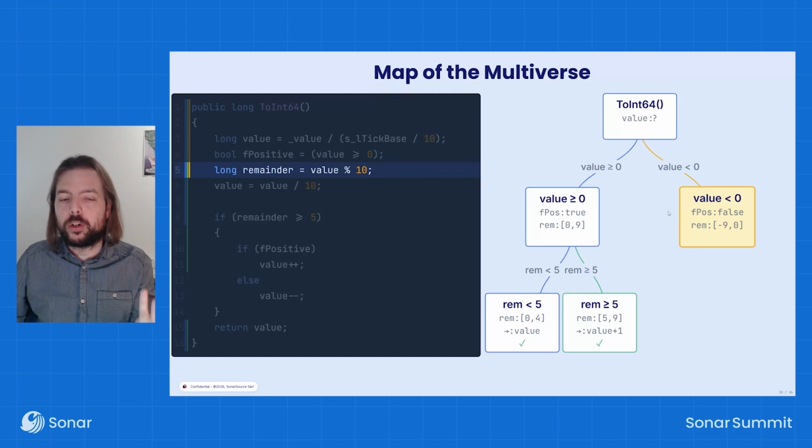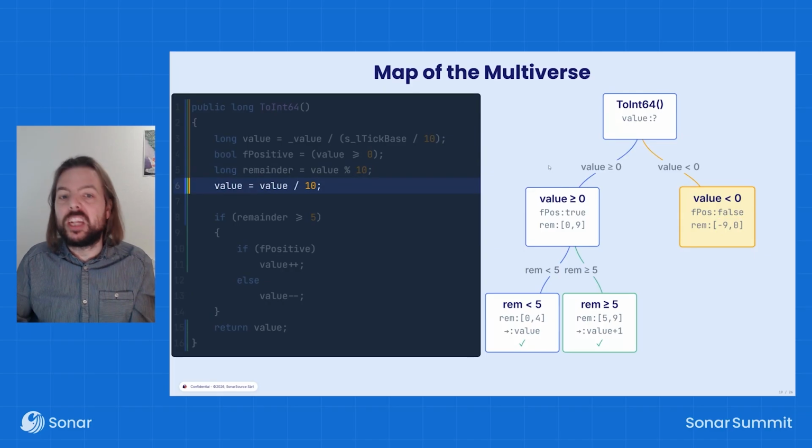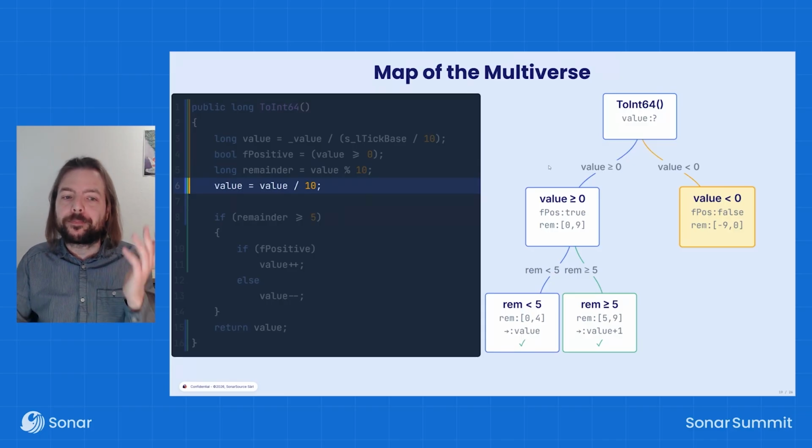Because, well, we do modulo 10 and the input value is negative. Okay, cool, sure. Let's go on. Next line, again, not super interesting. Value is negative, we divide it by 10, it's still negative. We don't really learn anything. Let's move on. Let's get to the if statement again.